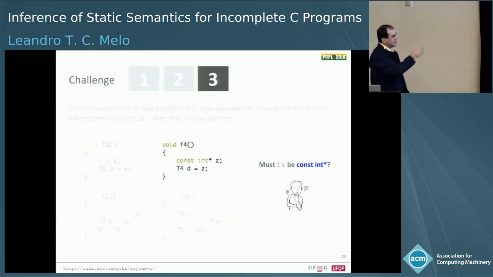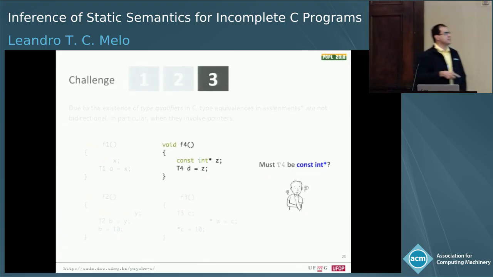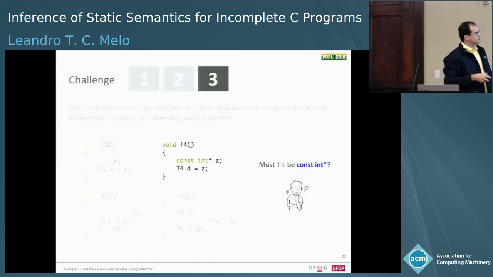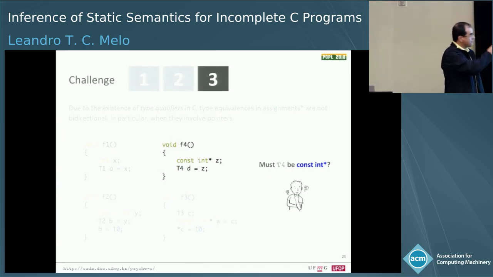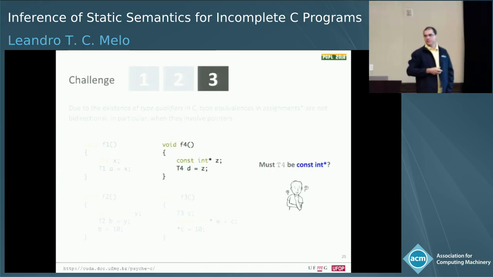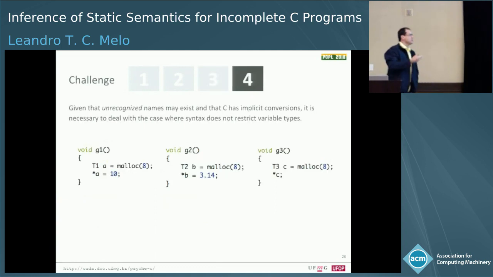And finally, this is the case where we actually want t4 to be a pointer to a const, because otherwise we would break the promise of constness that comes from z. So those are a few of the challenges that appear. Let's take a look at one more challenge. The ones that I'm showing are not necessarily all the challenges. They are the ones that we pick as the most interesting. We described others in the paper.